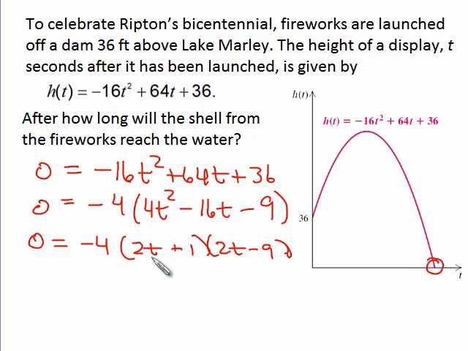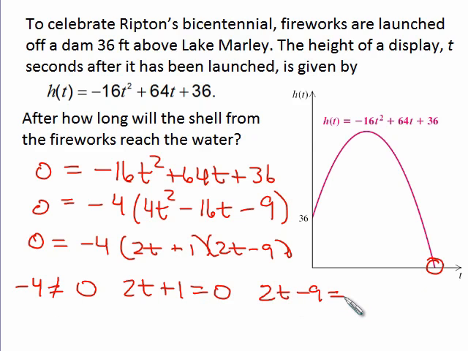So here we have 3 factors that are equal to 0. Well, notice the first one doesn't contain a variable. So if I try to set negative 4 equal to 0, it doesn't contain a solution. So then I'll take the next one, 2t plus 1 equals 0. And the third one, 2t minus 9 equals 0. So these are the two I need to solve.